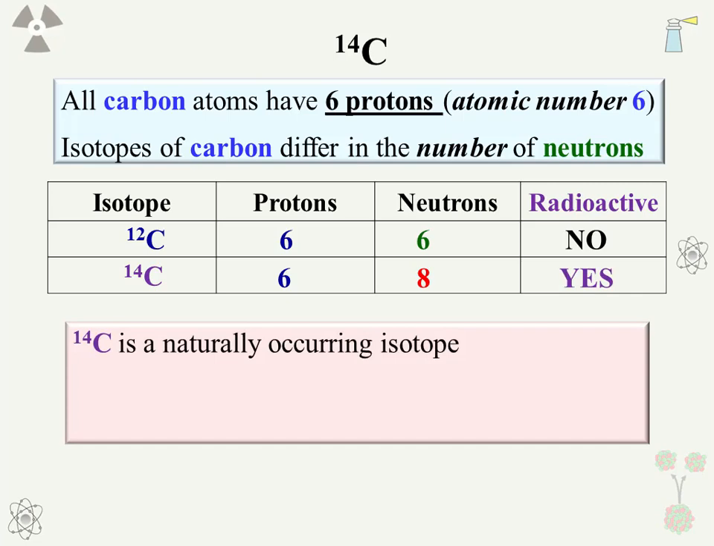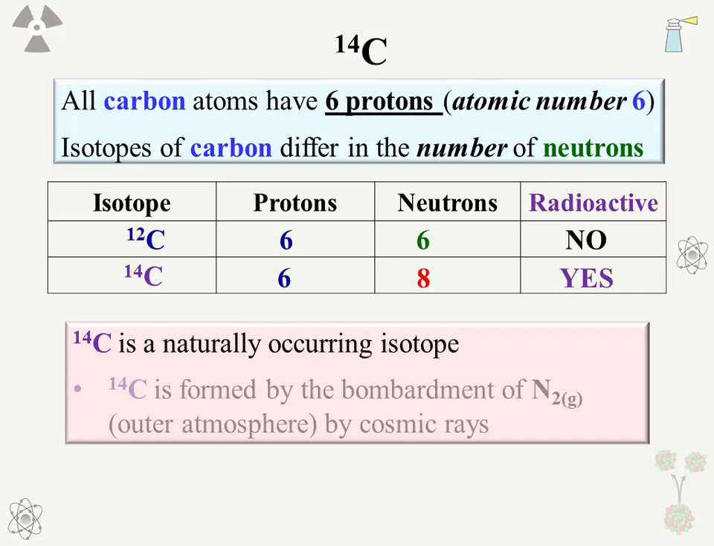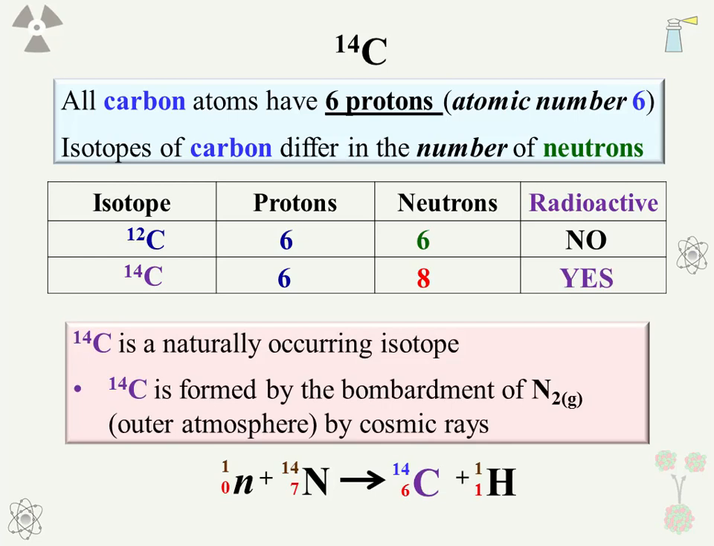Carbon-14 is a naturally occurring isotope that is formed by the bombardment of nitrogen gas in the outer atmosphere by cosmic rays. It can be formed in other ways, but this equation shows us that it is the product of a nuclear reaction with nitrogen, and that a steady supply is being made, since there is always nitrogen in the atmosphere, and we are always being bombarded by cosmic rays.